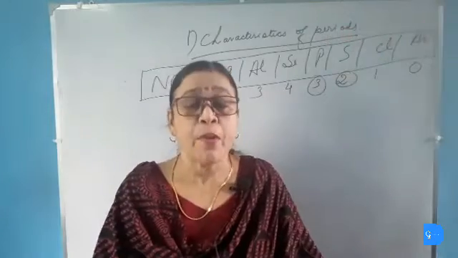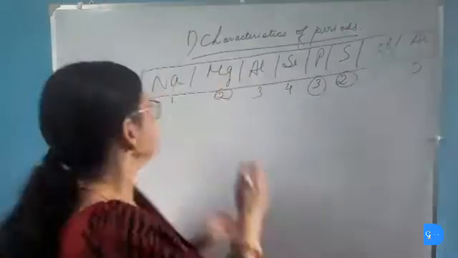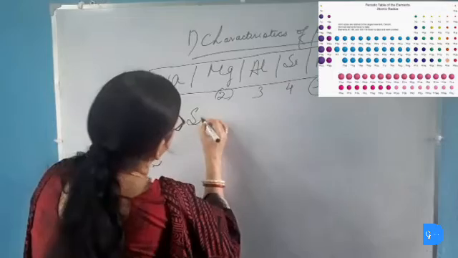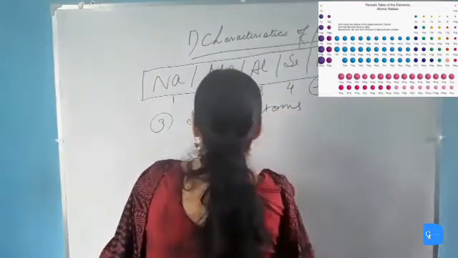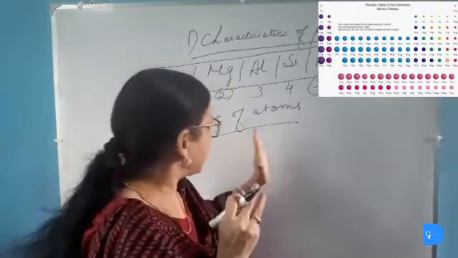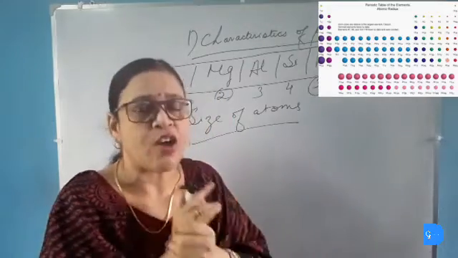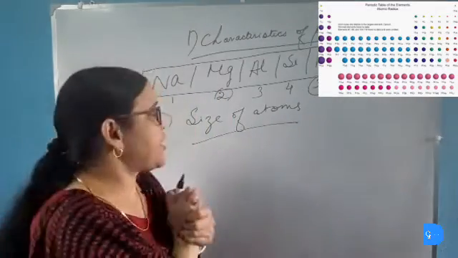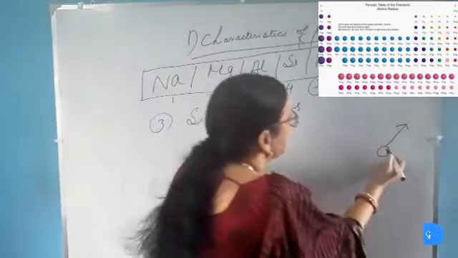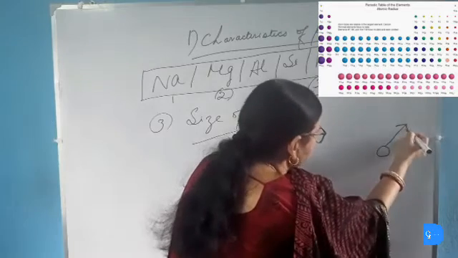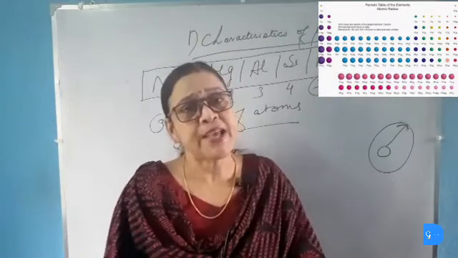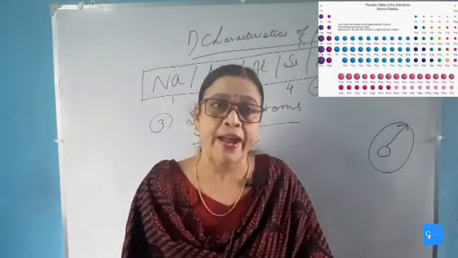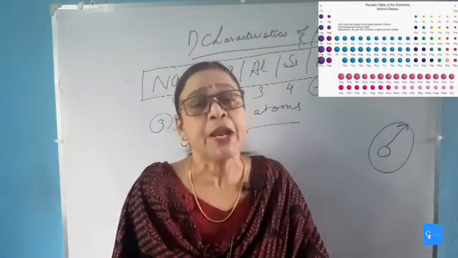Now, we will discuss the size of the atom in a period. Our third topic is size of the atom, or we can say atomic size. The size of the atom, or atomic size, depends upon the radius of the atom. What is the radius of the atom? The distance between the nucleus and the last electron shell or valence shell is known as the radius of the atom. So atomic size refers to the radius of the atom. Atomic radius is expressed in picometers.